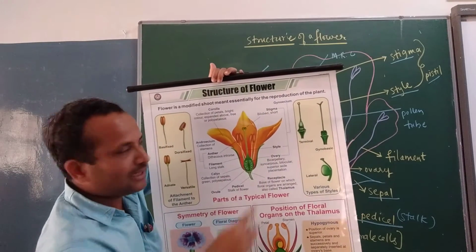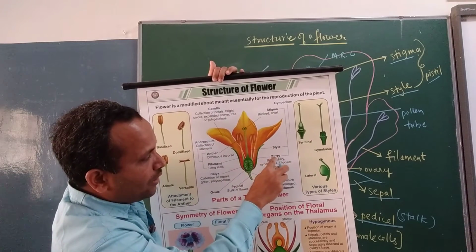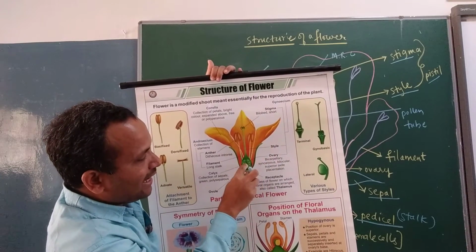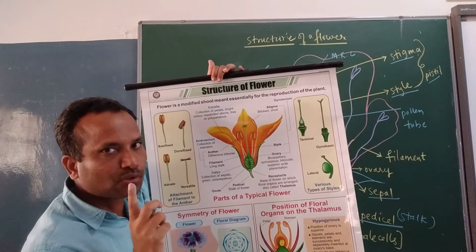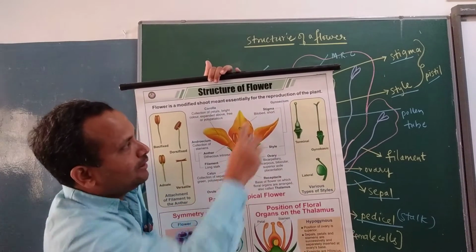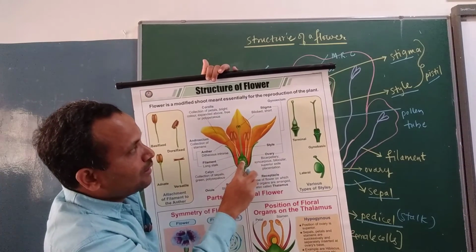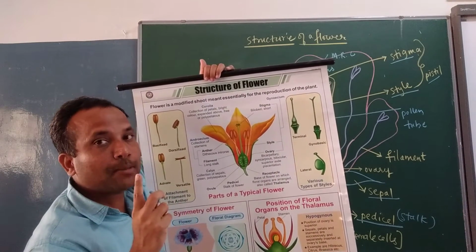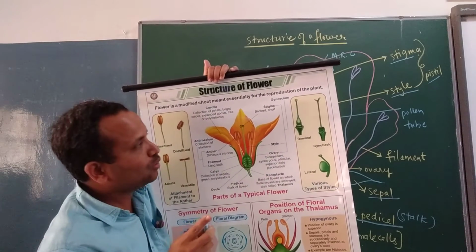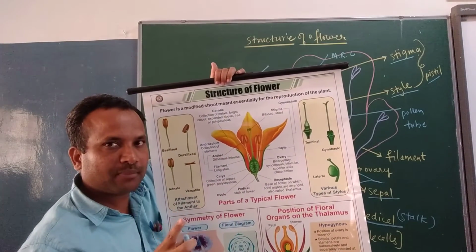Together, stigma, style, ovary, ovule, eggs, all come under the female reproductive part. Children, stigma, style, ovary, ovule, these all come under the female reproductive part. We call them the pistil, or together we can call it by the name gynoecium. This is all about the female part.